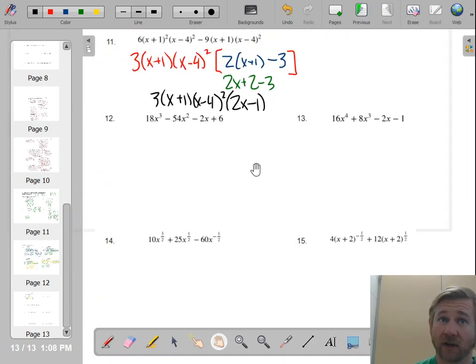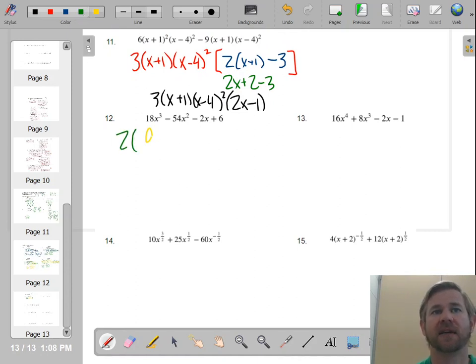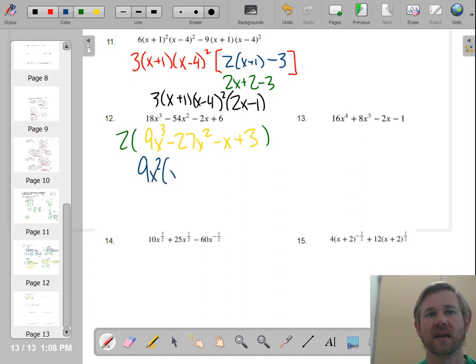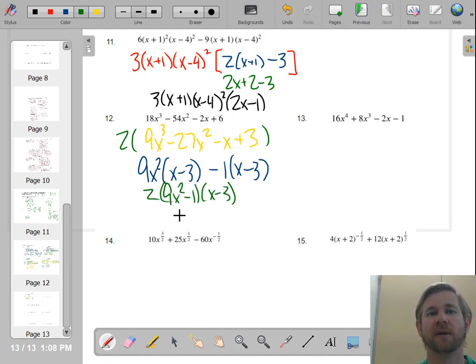First, you should always look for a big GCF. These are all even, so I'm going to factor out a 2. That cuts everything in half: 9x cubed minus 27x squared minus x plus 3. Okay. Now there are 4 terms, so we're going to factor by grouping. The GCF between the first 2 terms is 9x squared, and that'll be x minus 3. Bring down the minus sign. Those don't have anything in common, so we'll say 1, and then that's x minus 3. Then my factors are 9x squared minus 1, x minus 3, and I'll bring down my 2.